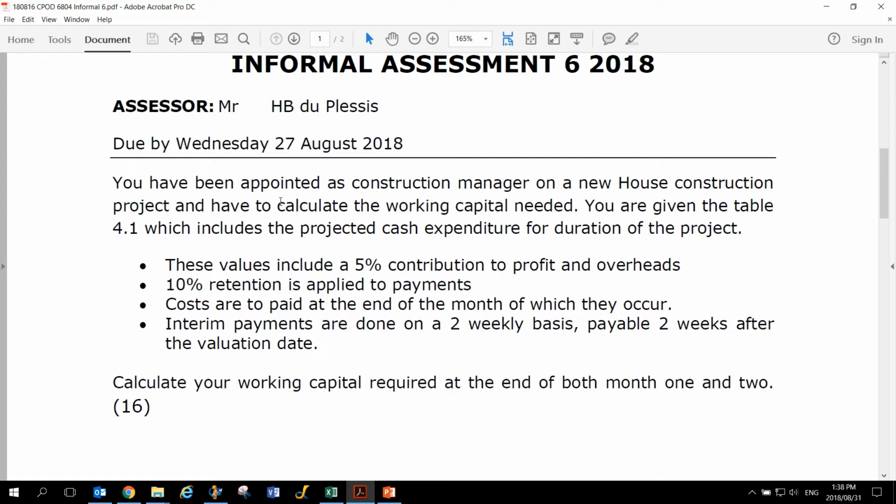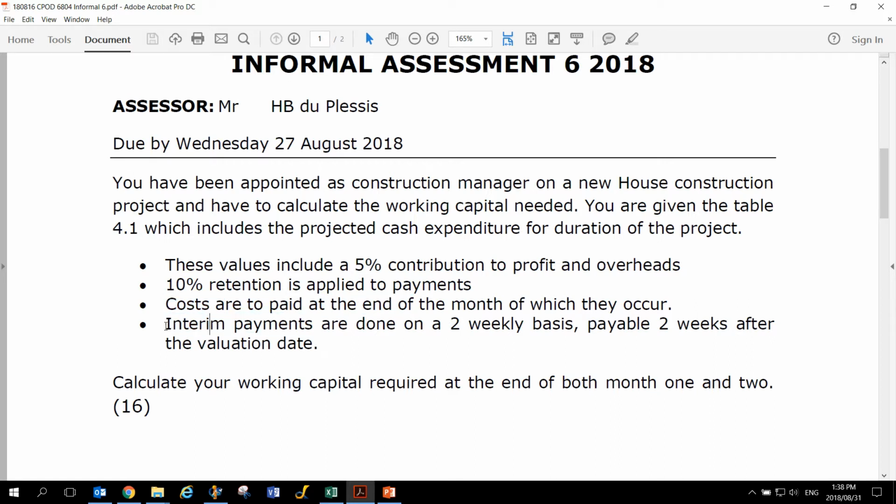Okay, so we'll get to that now. And then you've got a 10% retention applied to payments at the end. Okay, so that's straightforward. And then your costs are to be paid at the end of the month in which they occur. Okay, so remember there's two things. You've got your cost, and then you've got your interim payments.